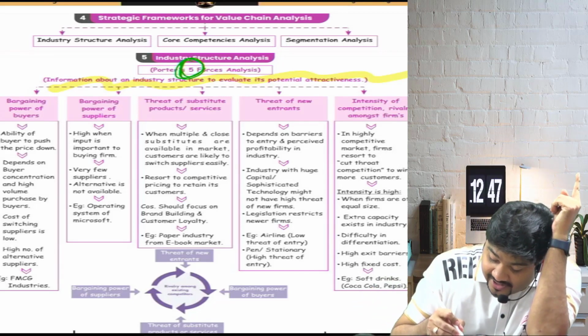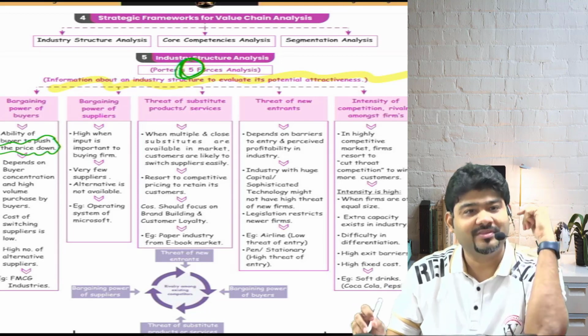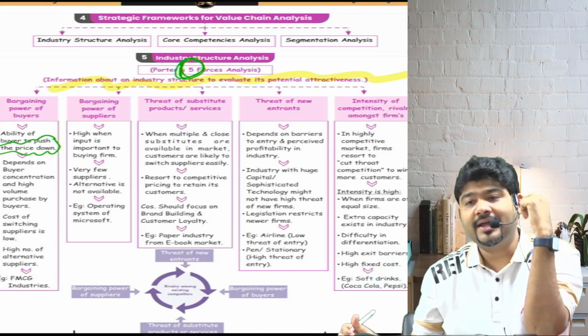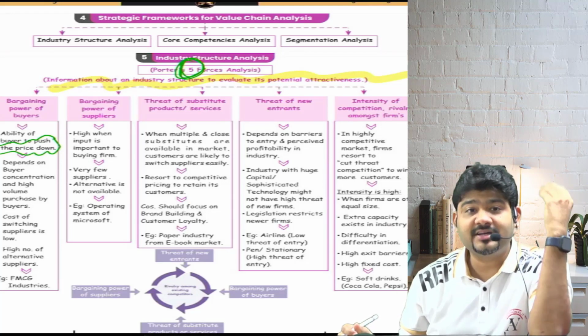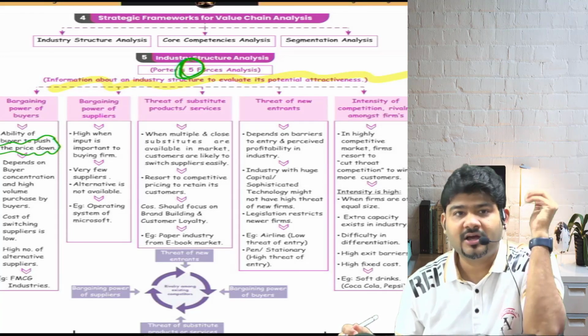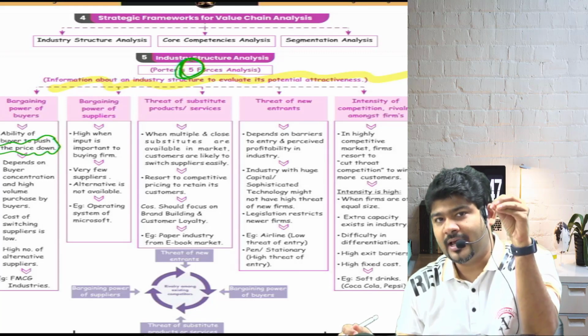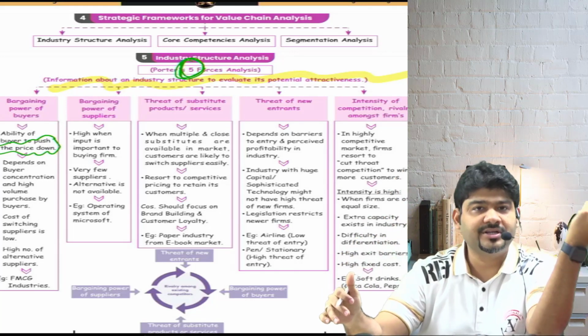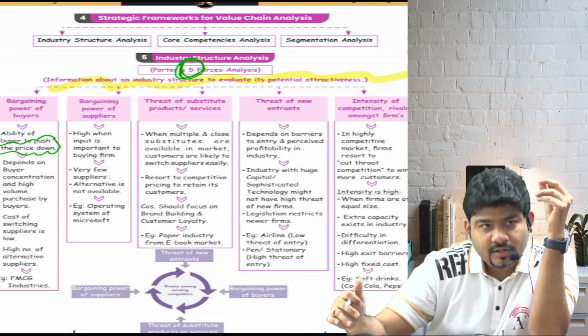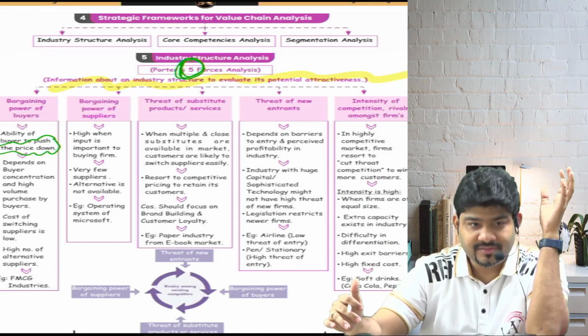It is the ability of buyers to push the price down. Can I say the mobile market has become so buyer oriented? The bargaining power of buyers has increased. There are so many options available to us. If you don't want Apple, there is Samsung. If you don't want Samsung, there is OnePlus, Oppo, Vivo. There are so many other mobiles available in the market.